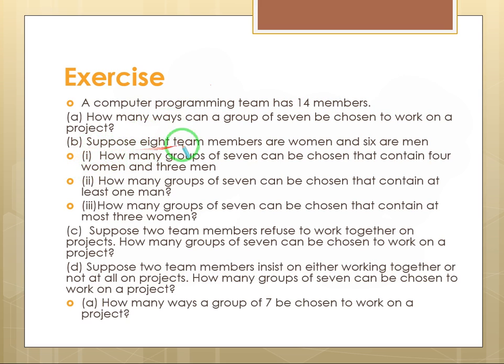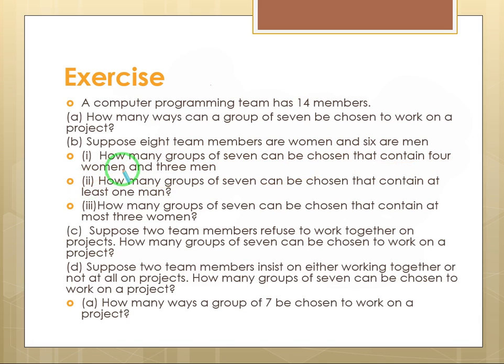In part B, suppose 8 team members are women and 6 are men. So now there's a basically important thing. We have 14 members. In the 14 members, how many are women? 8 are women and 6 are men. But we have another part as well. So how many groups of 7 can be chosen that contain 4 women and 3 men? Okay, so 6 men and 3 men, each with 4 women.